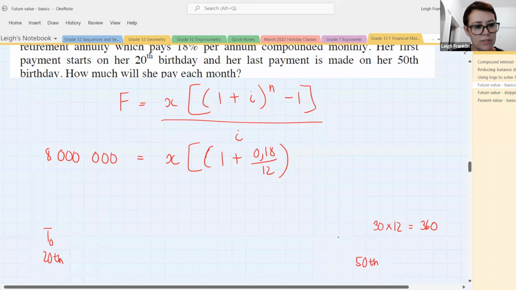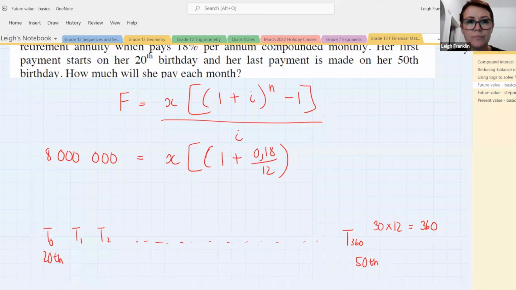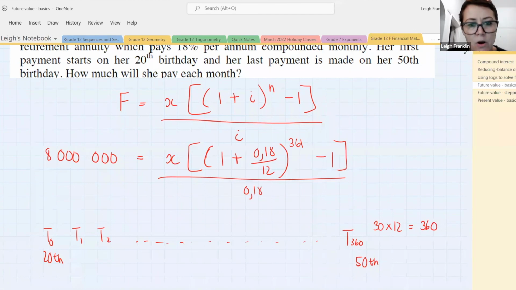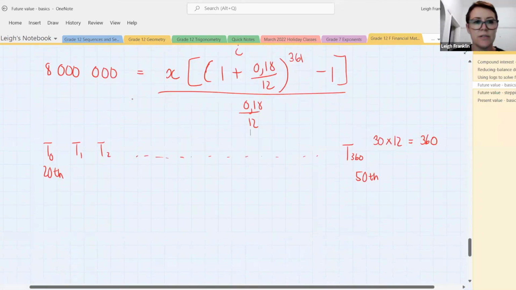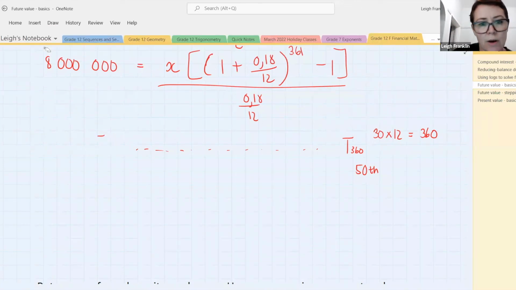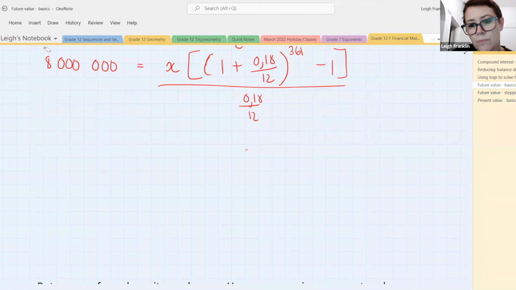This would essentially count as T0 in this case, and then all the way here, that would be T360. So 12 a year, including the one on her 50th birthday, but also one on her 20th birthday as well. Yes, so there's going to be 361 payments of this amount of money. A whole lot of you are saying 588, absolutely. So what we would have to do here is cross multiply and then divide by the square brackets. But all of you seem to know how to do this really well, which is awesome to see.